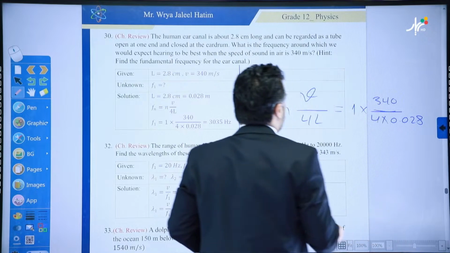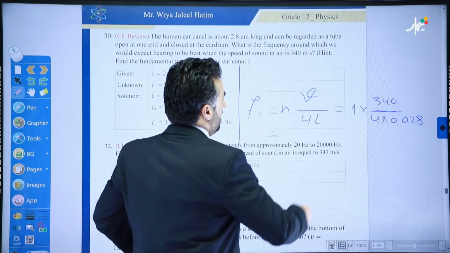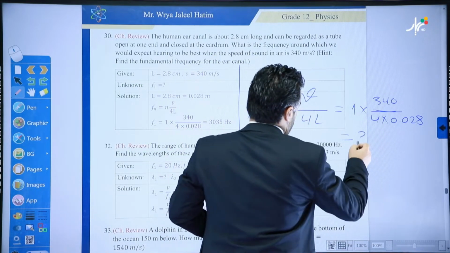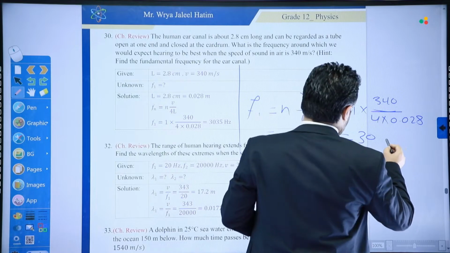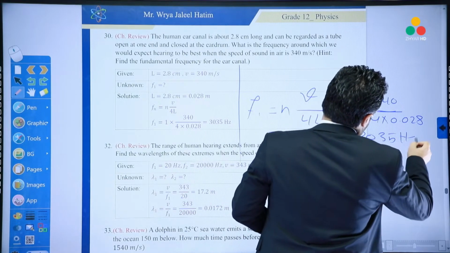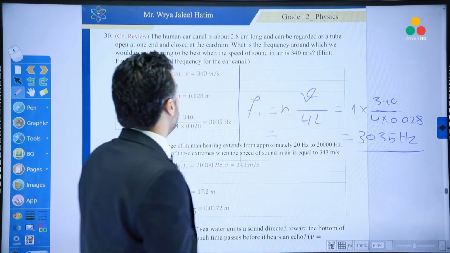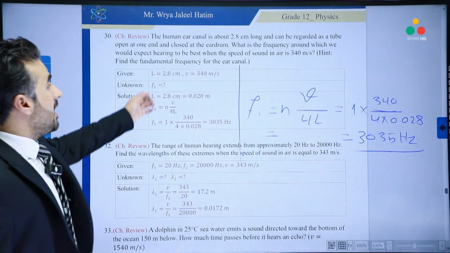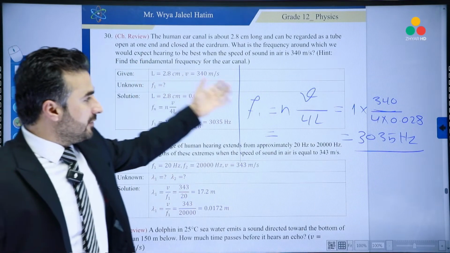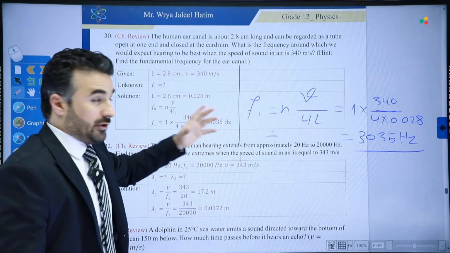0.028 meter. By using this, of course, now you can do the math, and the answer that you will get is going to be 3035 hertz. So this is the fundamental frequency, or you can say the hearing will be best when the frequency is around this many hertz.